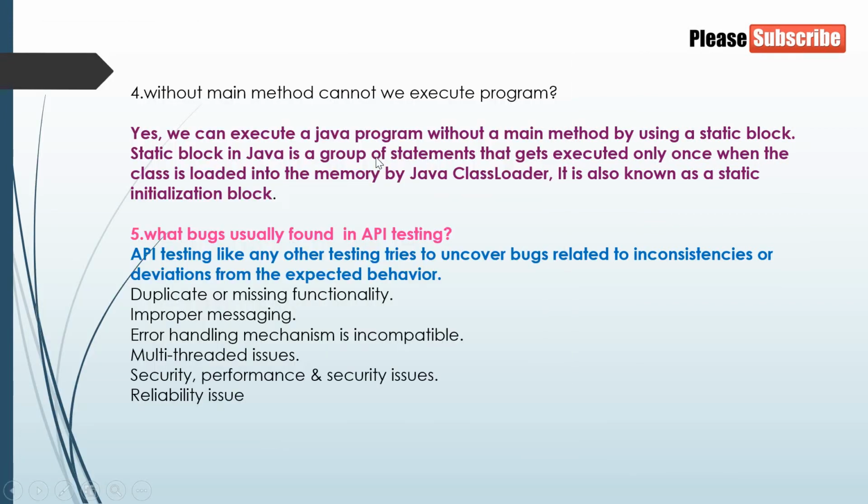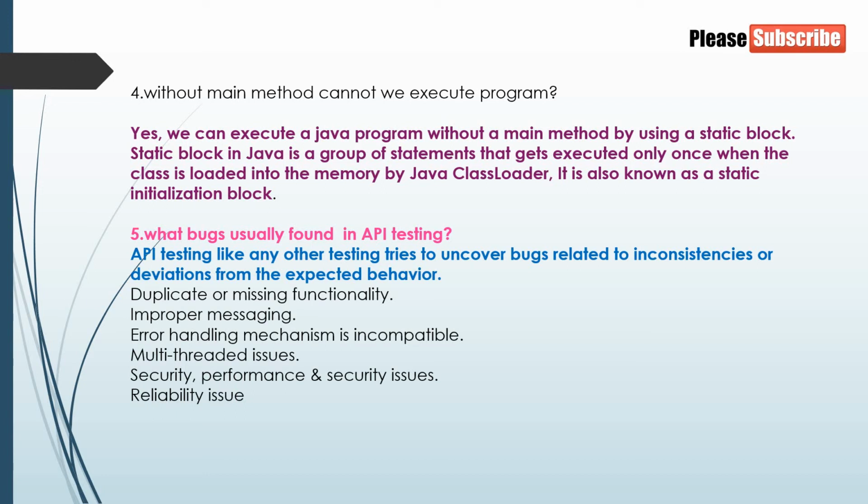Okay. So without a main method, can we execute a program? Yes, we can execute a Java program. This is a very basic question. When a class is loaded into memory by the class loader, it first calls the static block. So without a main method, by using a static block, if your program is in a static block, it will run. A static block in Java is a group of statements that gets executed only once when the class is loaded into memory by the Java class loader. It is also known as a static initialization block. So you should know that yes, we can do it under the static initialization block.